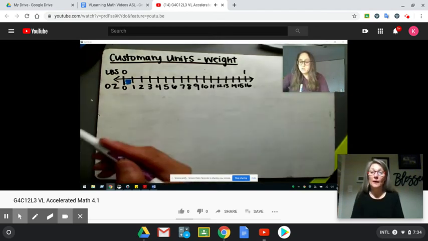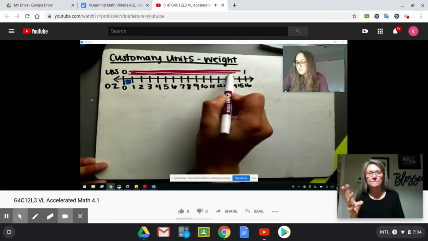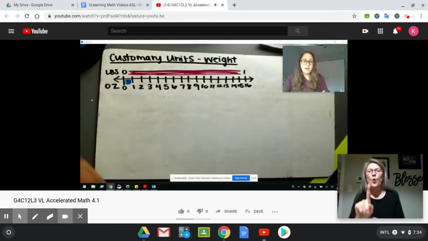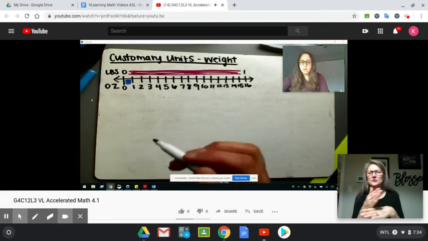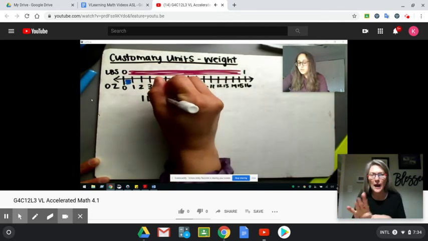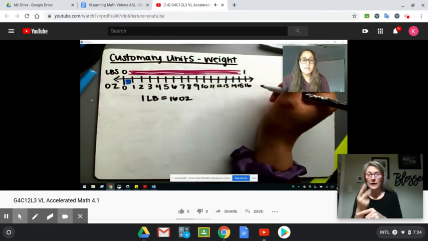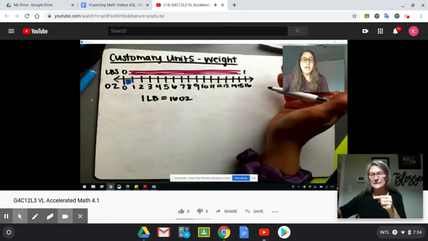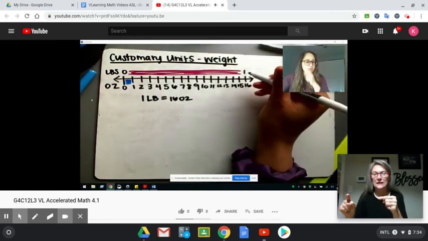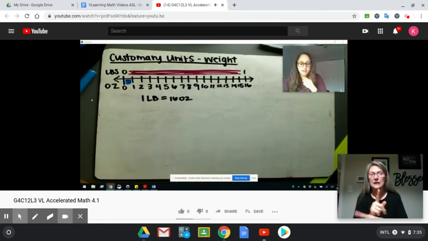If I think, okay, where do I see 1 pound? I have to go all the way down to that 1 at the end. So this whole entire section here would represent 1 pound. What's the relationship between ounces and pounds? What you would end up finding is that 1 pound is equivalent to 16 ounces. If we look at the end of our number line, we see 16 ounces at the same point as where we see 1 pound. So 1 pound is equivalent to 16 ounces. You could say a pound is 16 times greater than an ounce.